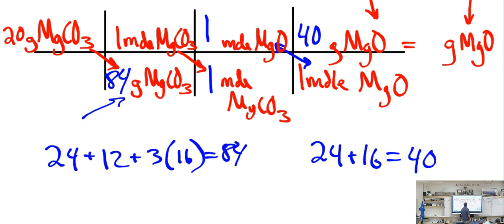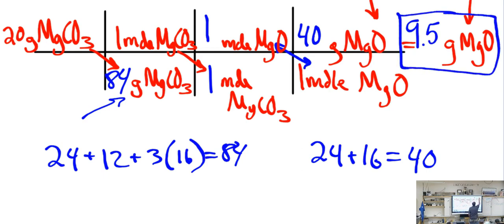And then I'm ready to do the math. 20 times 40 divided by 84. And if I remember right, they said 9.5 is our answer. Okay, if you didn't have that, write it down.